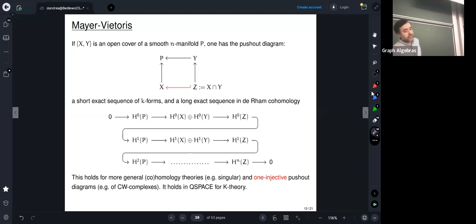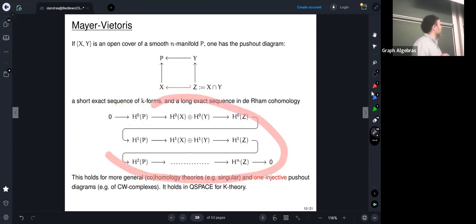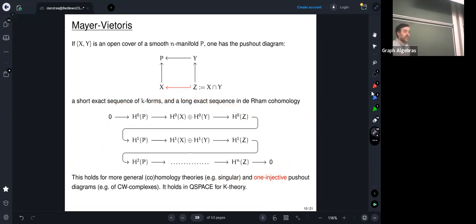And this property is important because it's what tells you that if you have a push-out diagram of topological spaces and this arrow is injective, then you have an associated long exact sequence. Here you can see it in singular homology, but there is an analogous one in K-theory. In the picture, I wrote this one because, if you are familiar with differential geometry, this is how Mayer-Vietoris looks like when you talk about de Rham cohomology. So you have something similar in the case of manifolds and de Rham cohomology.